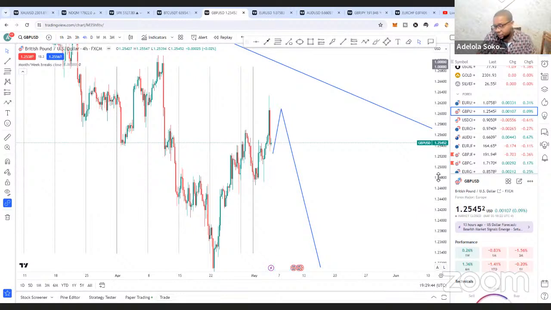So for me, let me tell you the way I trade. If I'm watching a particular asset, on Monday I don't rush into the market. I wait for the market to open properly, probably after some couple of hours, probably after say 8 hours or 16 hours. By that time, you would have seen enough liquidity in the market. You would have seen the direction the market wants to take, and then you can now follow.